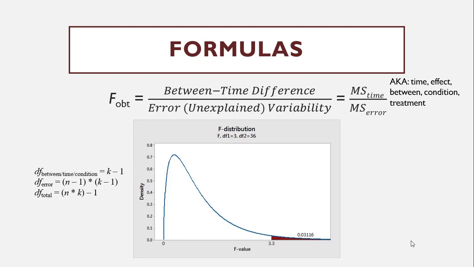minus 1. So in the example I'm going to show you, we're going to have 15 individuals across 3 time points. So degrees of freedom between would be 3 minus 1, 2. The degrees of freedom error would be 5 minus 1, which would give us 4 times 3 minus 1. So we're going to have 4 times 2, so 8 degrees of freedom for error. And then the degrees of freedom total would be 14. So 3 times 5 minus 1, which would be 15 minus 1, gives us 14.